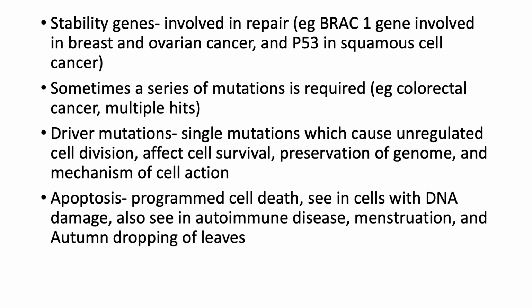And apoptosis is cell death, and this is usually programmed, and you see these in cells with DNA damage, autoimmune disease, menstruation, and autumn dropping of leaves is an example of apoptosis. Apoptosis has a particular look under light microscopy, and oftentimes they occur as isolated cell death that you can spot early on in a process, as oftentimes a first form of a neoplastic process or other condition that's going on.